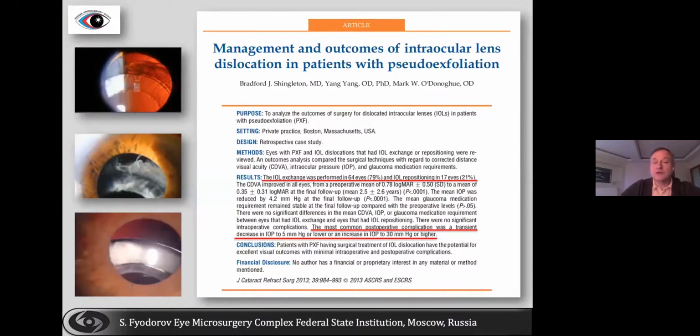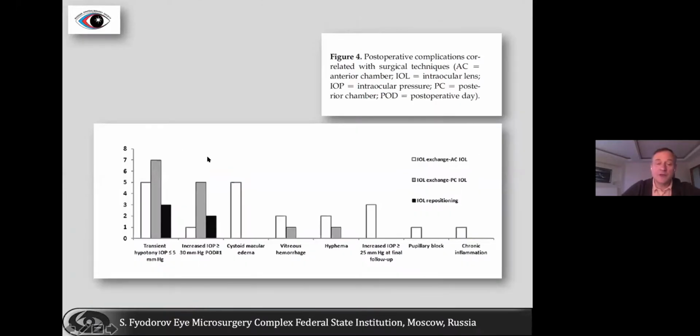So this is another quite good case series showing that one of the most common postoperative complications of that surgery was an increase of IOP. It depended on the technique: IOL exchange to anterior chamber IOL, IOL exchange to posterior chamber IOL, or IOL repositioning, with the latter probably having fewer complications than the first two, because in this case series it required much less manipulation.